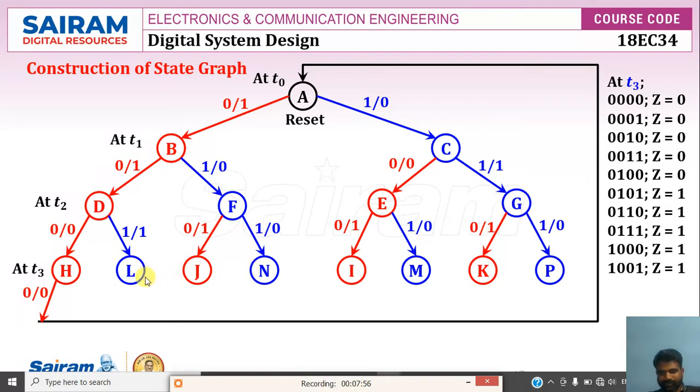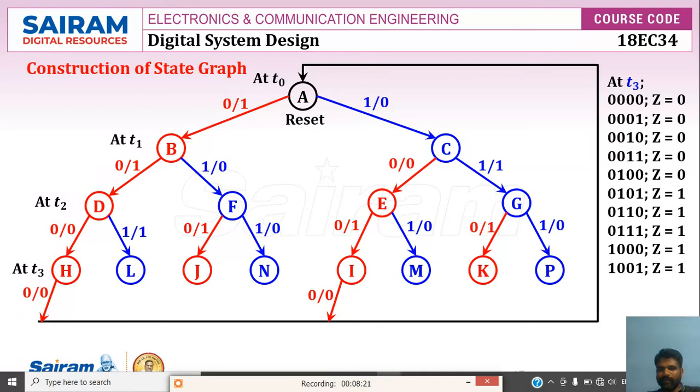Similarly, at I, if 0 is received, again it will go to reset state A and the total received sequence is 0, 0, 0, 1. So for 0001, Z is 0. So Z is 0, we made output 0.